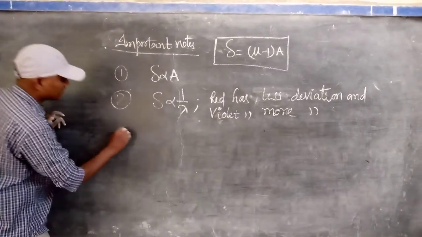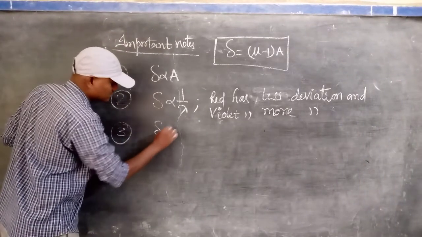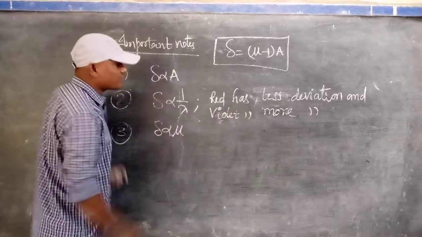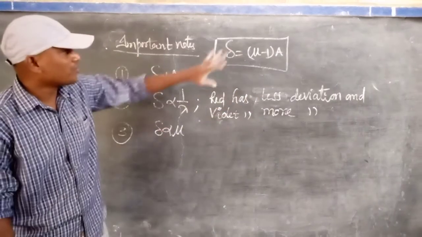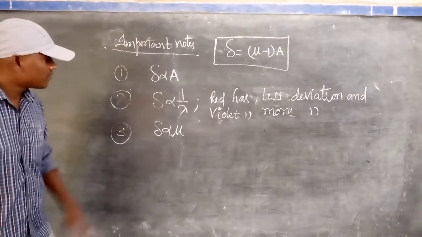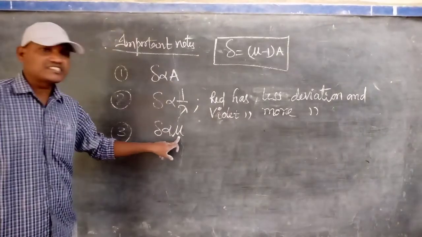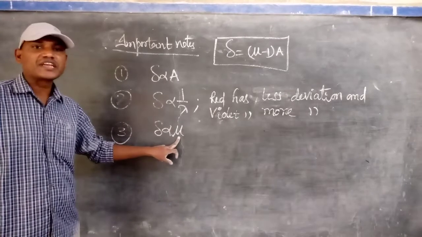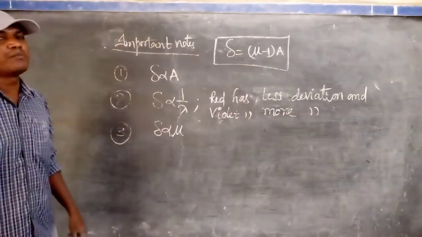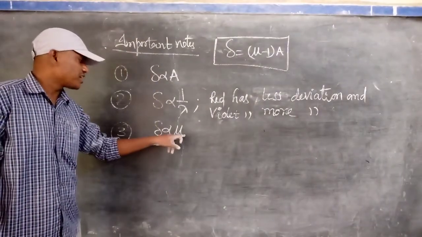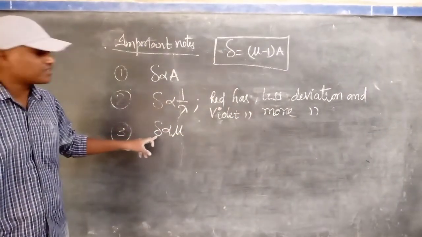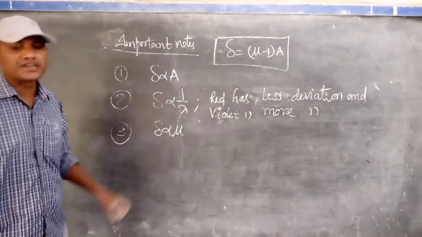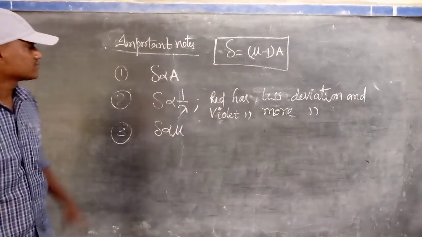And also 3. If we are taking the equilateral prism, A is constant. At that time, the angle of deviation is directly proportional to the refractive index of the material. That's why if the refractive index of the material increases, the deviation angle also increases. If it decreases, the deviation angle also decreases.